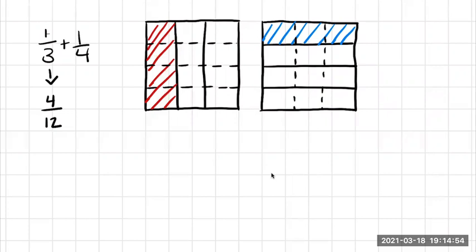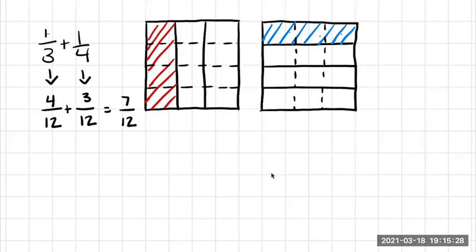Now let's look at our fourths. 1, 2, 3, 4, 5, 6, 7, 8, 9, 10, 11, 12. So we definitely have a common denominator, and 3 of those pieces are shaded. So now we have 4/12 plus 3/12, and now we can add our two fractions together, which is going to be 7/12.